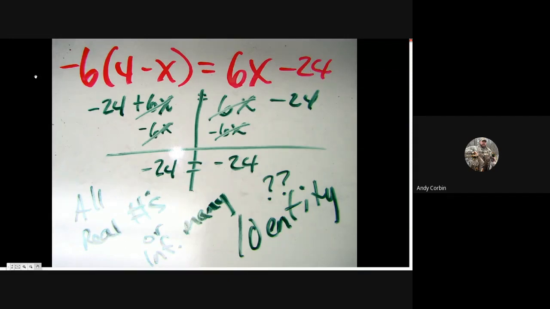How do you know it's an identity? Because the variables canceled out and you got something that's true. Negative 24 equals negative 24 all day long, right? Okay, question? It's just a special equation. Some equations are just like this. They're identities. You can put in anything for a solution. Okay, let's look at another type.